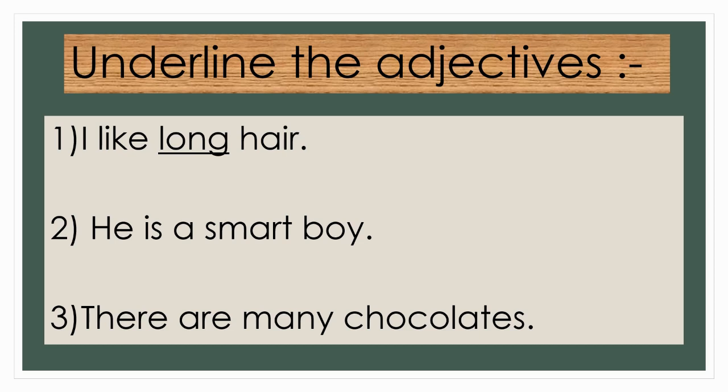The sentences are: I like long hair. Here, long is the adjective as it is describing the word hair, and hair is a noun. The next sentence is: he is a smart boy. You have to find the adjective in the sentence which is describing a noun as I did the first one for you. The third sentence is: there are many chocolates. Find the adjective in this sentence.